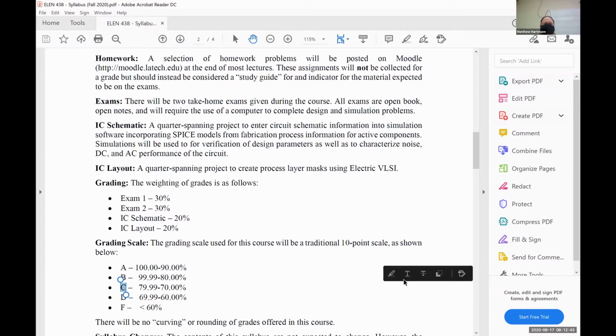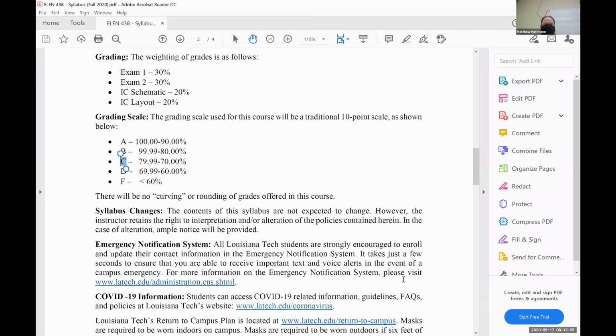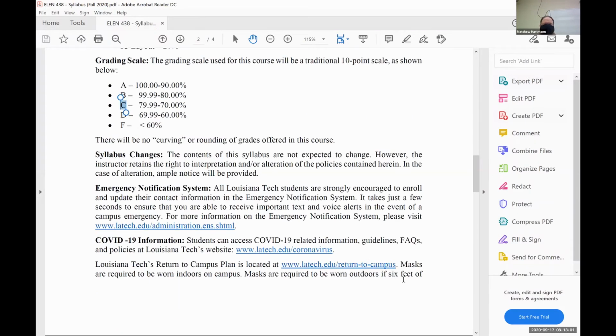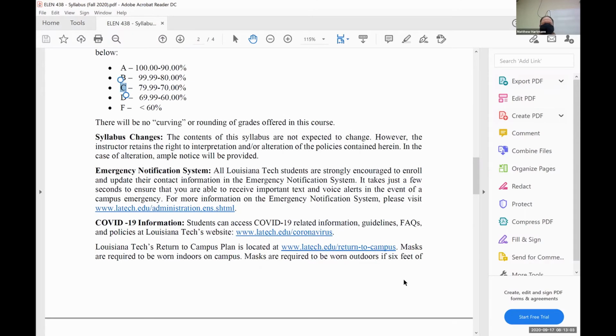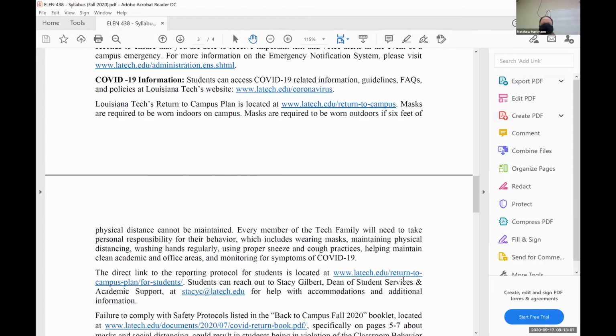So the weighting of the grading is 30% for each exam, and then 20% for the schematic and 20% for the layout. And as per usual, I do not curve. I don't think I'll need to change the syllabus, but if I do, I'll let you know. Emergency notification system stuff. And then here's all the boilerplate stuff that we're required to put on our syllabi now because of the pandemic.